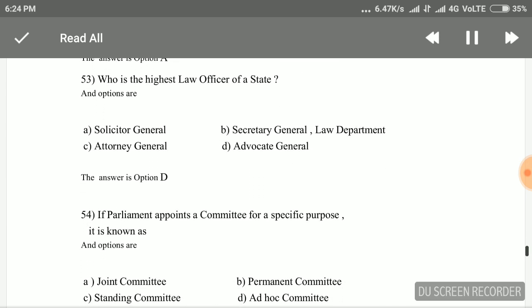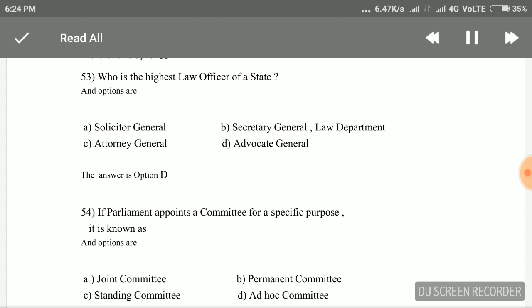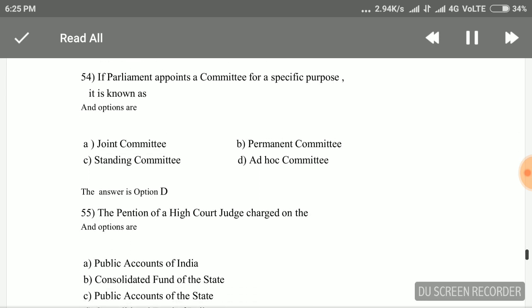54. If Parliament appoints a committee for a specific purpose, it is known as. And options are A. a joint committee, B. permanent committee, C. standing committee, D. ad hoc committee. The answer is option D.